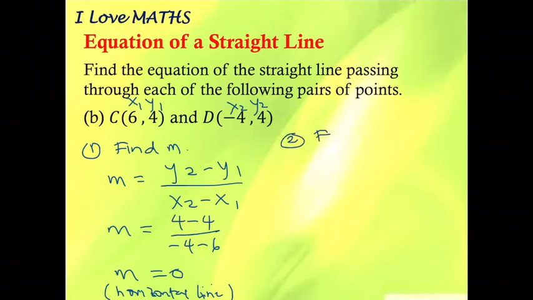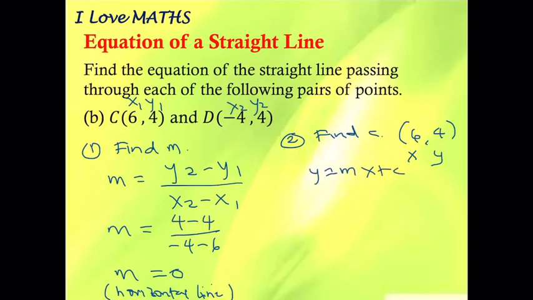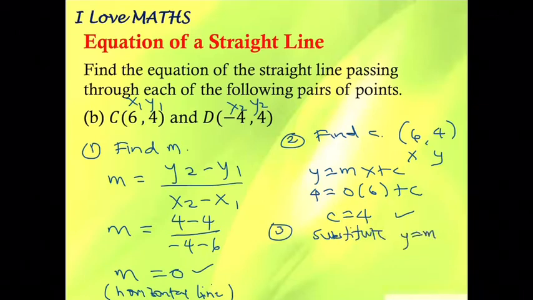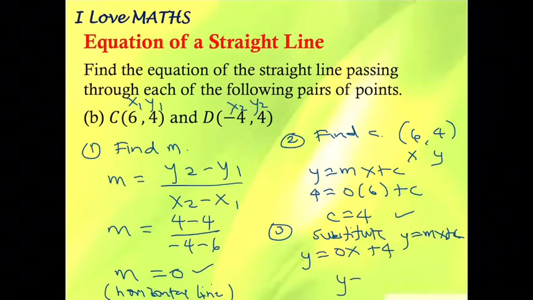Second step is to find the value of c. We can choose from any point C and B. Let's say I choose point C as the values for x and y in the formula y equals mx plus c. And the value of c is 4. So we now have the value of the gradient and the value of the y-intercept c. So the third step is to substitute. So the equation is y equals 0x plus 4, simplify, y equals 4.